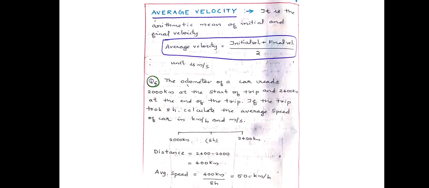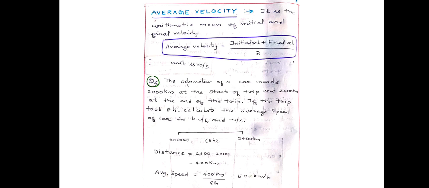So the next portion, average velocity. Average velocity is the arithmetic mean of initial and final velocity. That is, average velocity is equal to initial velocity plus final velocity divided by 2. It is the average of the initial and final velocities. The unit is meter per second.